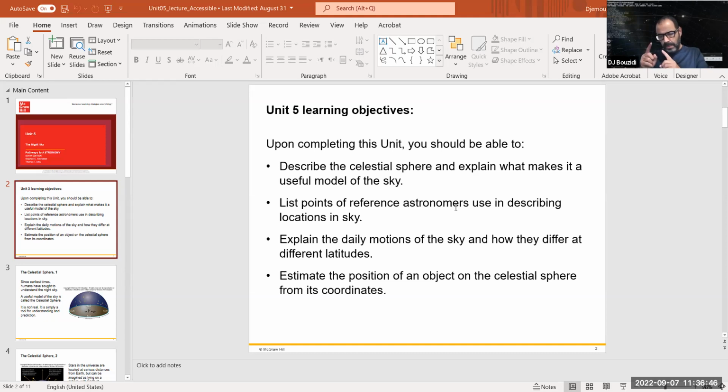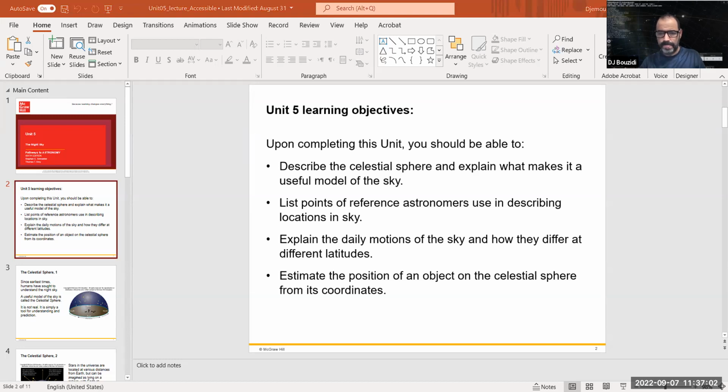We take the North Pole and we project it in the celestial sphere. That's actually where Polaris is, the star Polaris. Okay, that star is on the North Pole. Do I still have Stellarium? Because it's an interesting star to look at.